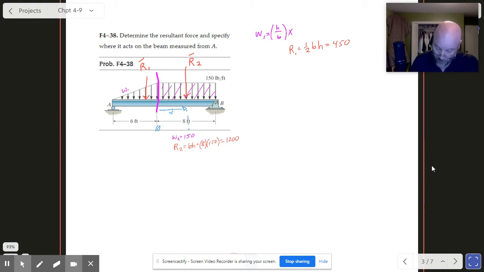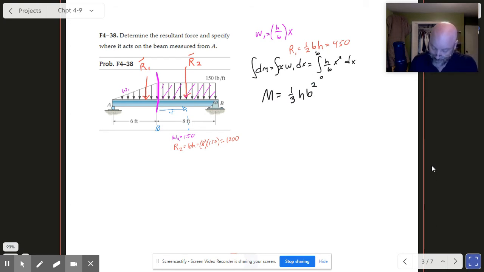Now let's calculate the moment. Remember, we're going to do a little dm, and we're going to write that as x w1 dx. If we integrate all of that, we're going to end up integrating height over base, x squared dx, and our limits are going to go from 0 to b. Once we work that out, we're going to see that the moment is actually 1/3 h b squared, and in our particular case, that works out to be 1800.